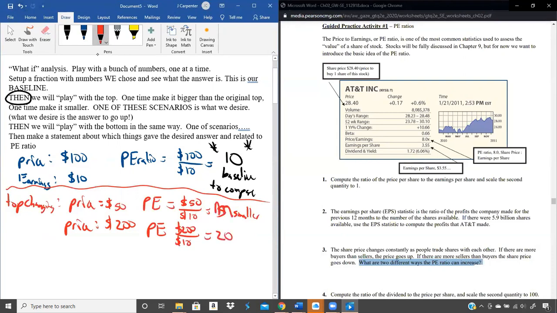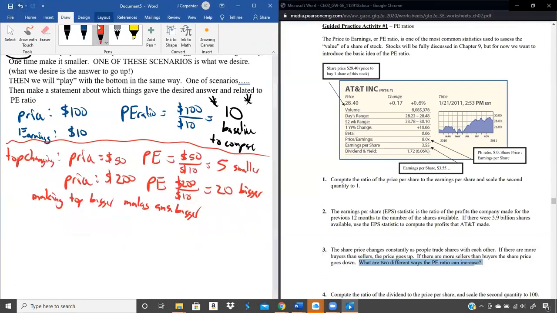Now I'm not comparing to this. I'm not comparing to that. I'm comparing it to the baseline every single time. 20 is bigger than 10. So this was bigger. Is that the result we desire? Yes, it is. We were trying to make the PE ratio increase, which means bigger. So this is one of the scenarios. Making the top number bigger made the answer bigger. Making the top bigger makes the answer bigger. That's the conclusion for the top.